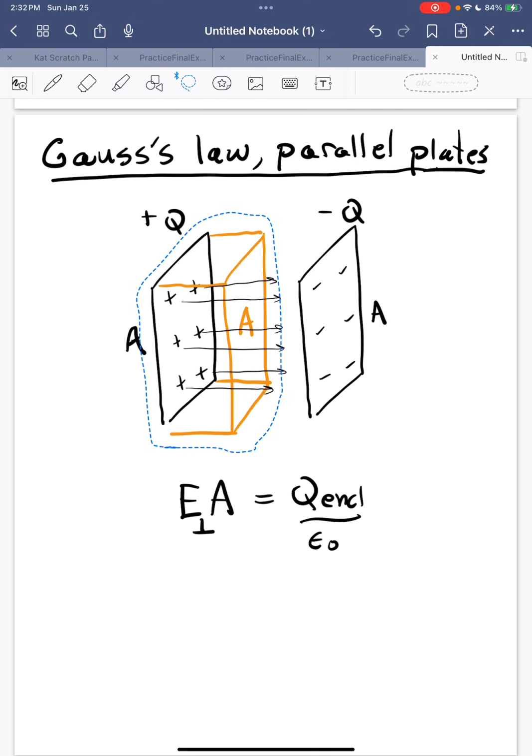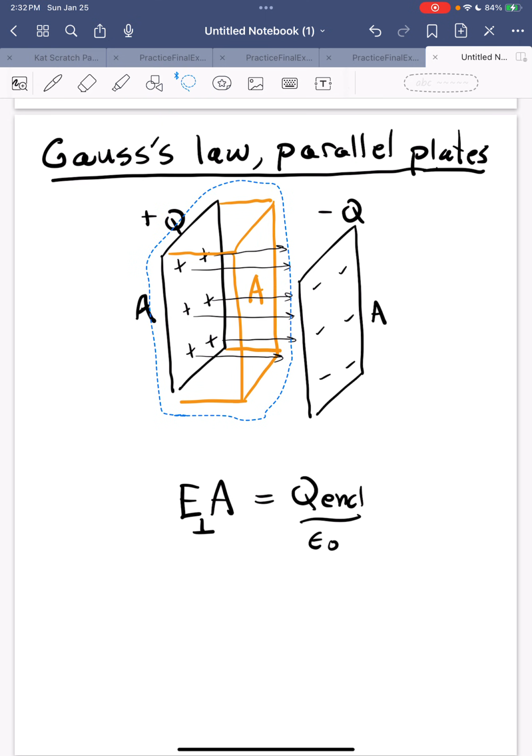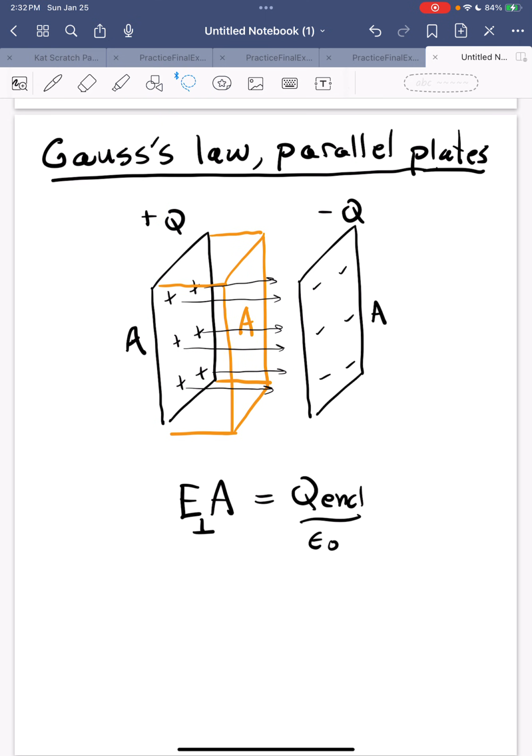But since all the field lines are going perpendicular to this plane right here, and they're not going out this side or that side, then it doesn't really matter. I don't have to worry about field lines going out the back or up the top or anything. All the field lines are going in this direction. So they're only going through one face of this box, and that box is going to have an area A, exactly the same area as these plates.